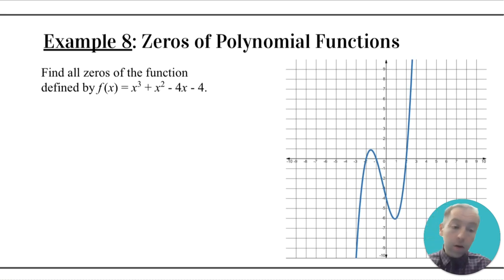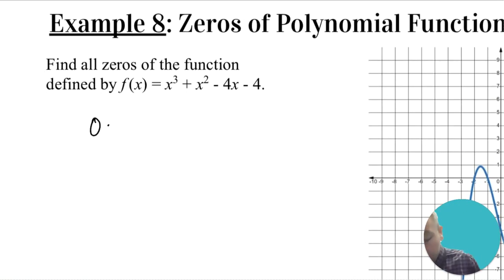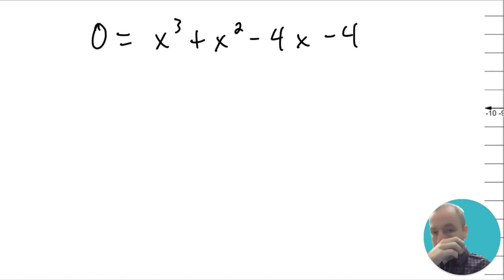Since a zero is an x value that makes the y value 0, to find a zero you'd want to plug in 0 for y, right? Then you can find the x or x's that make y equal 0. So we'll want to plug in 0 for f of x, for y. And then this equation right here is an equation that we'll want to solve for x, okay?